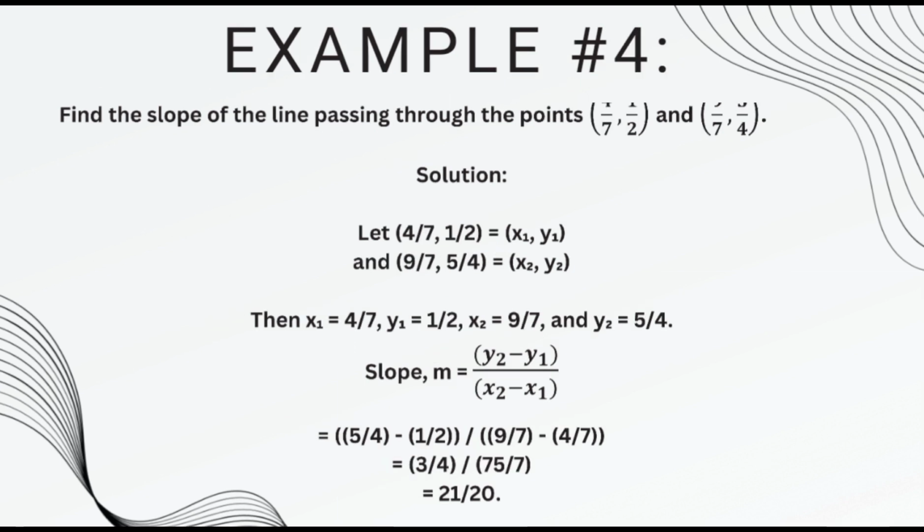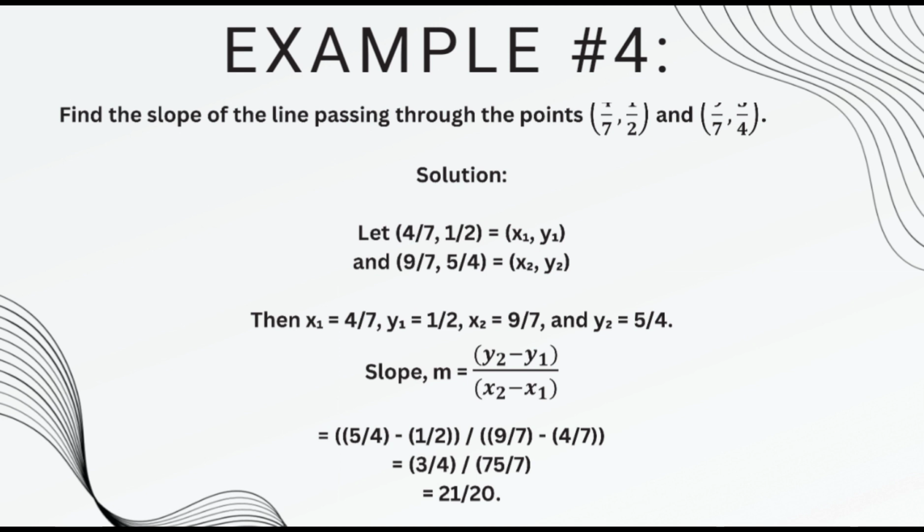And for the last example, find the slope of the line passing through the points of 4 over 7 and 1/2 and 9 over 7 and 5/4. Using the formula again for the slope, the value of x sub 1 is 4 over 7 and y sub 1 is 1/2, x sub 2 is 9 over 7 and y sub 2 is 5/4. Then simplify first. 5 over 4 minus 1/2 will become 3/4, and 9 over 7 minus 4 over 7 will become 5 over 7. So our slope is 21 over 20.